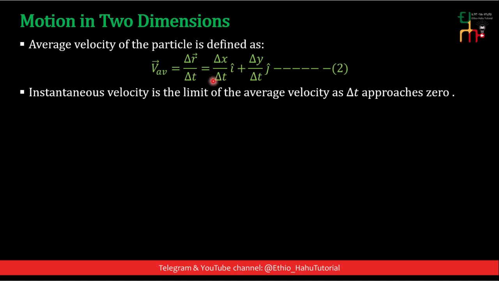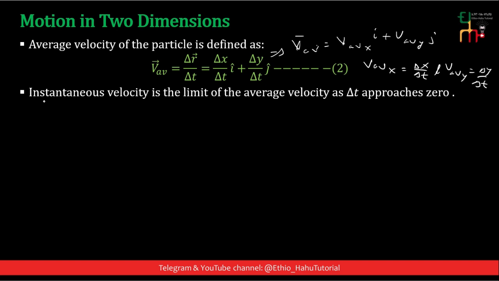But delta X by delta T is average velocity along the x-axis, and delta Y by delta T is average velocity along the y-axis. Therefore, this implies V average is equal to V average along the x-axis I plus V average along the y-axis J, where V average along the x-axis is equal to delta X by delta T, and V average along the y-axis is equal to delta Y by delta T.